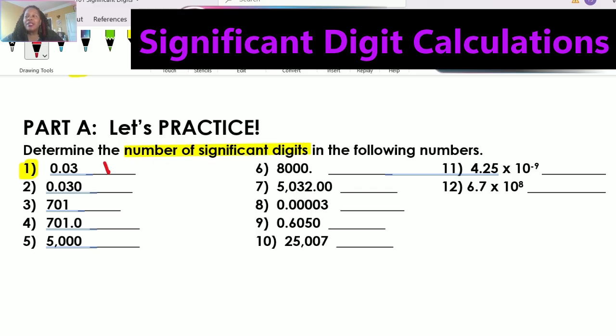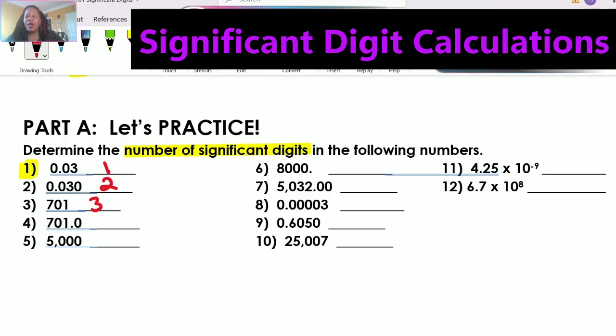All right. Let's look at number 2, 0.030. How many sig figs are in that number? Okay. Next up, number 3. How many sig figs are in number 3? Yes, you guys are correct. 3 is the correct answer. Very good, very good. All right. What about number 4?